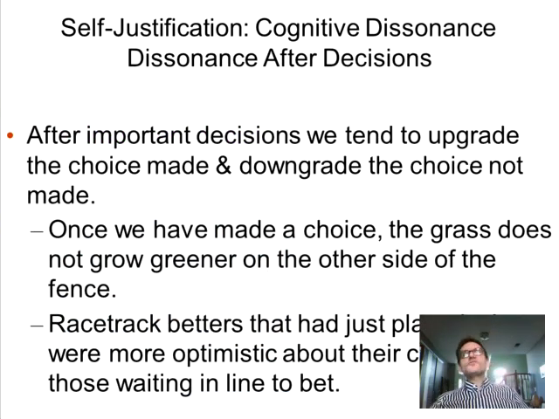In ways that are kind of sort of similar, after making important decisions, we tend to upgrade the choice we made and downgrade the choices not made. Okay, it's like once you've made a choice, the grass is not always greener on the other side. Okay, because we don't want to feel dissonance. But if our attitude is that other option would have been better, but I chose this one. You see the problem? And so how can I avoid any such possibility? By changing my attitudes towards the one chosen to making it even better. Okay? And so racetrack bettors that had placed bets were actually more optimistic than the ones waiting in line. Okay? So once we made that choice, we run with it.